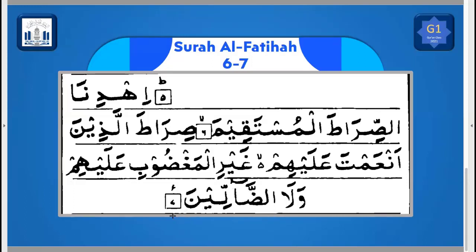Waladdallin. Very nicely recited. So with the dod here, there is a madde kabir, the extra long stretch. We learned that last week. This means we have to prolong it for 4 to 6 seconds. We have to make it extra long. Okay. Ladallin. Yes, and make it really long.